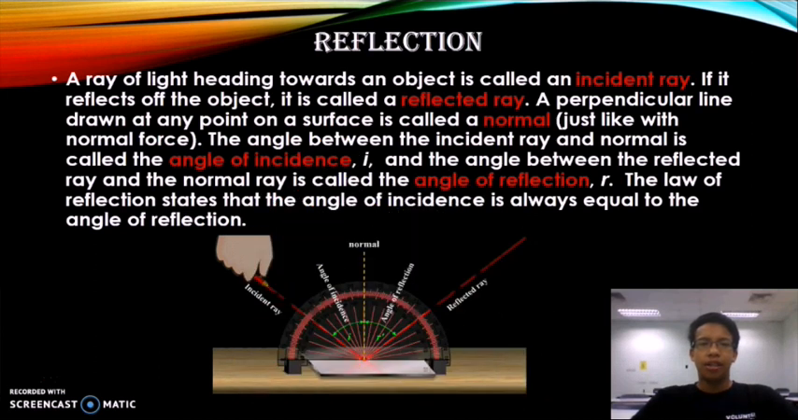Next, reflection. A ray of light heading towards an object is called an incident ray. If it reflects off the object, it is called a reflected ray. This is an example of how the reflection happens. This is the incident ray and this is the reflected ray. A perpendicular line drawn at any point on a surface is called a normal, just like with a normal force. The law of reflection states that the angle of incidence is always equal to the angle of reflection.